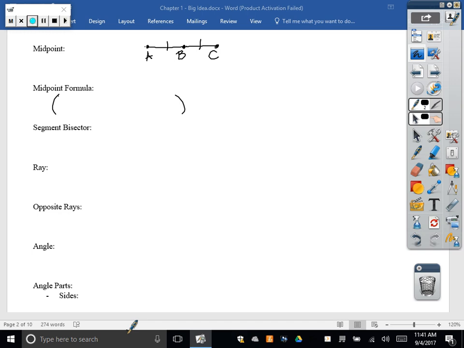Now, what is the formula exactly? I'm going to write it out here for you. It's going to be x sub 2 plus x sub 1, over 2. And you see it there? You're adding two numbers together and dividing by 2. That would be calculating the average of the x values. And then for the average of the y values, y sub 2 plus y sub 1, and all that's over 2.